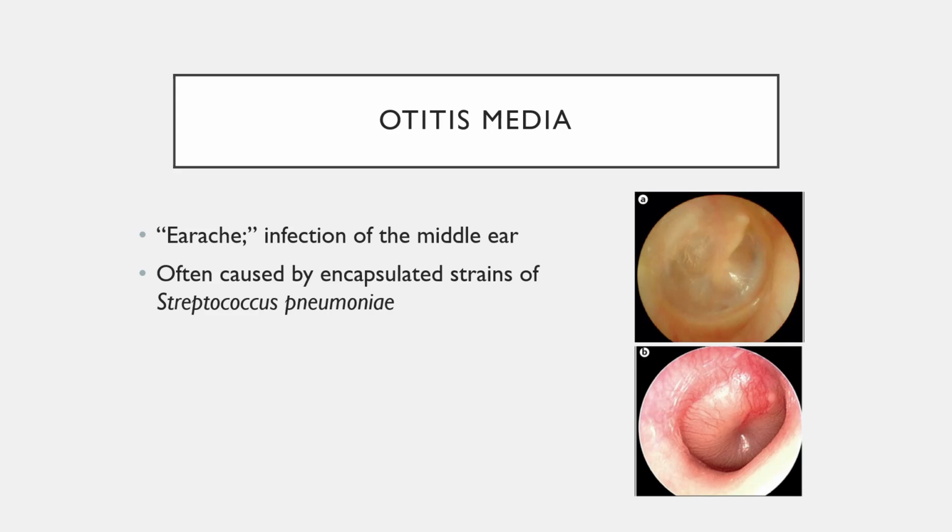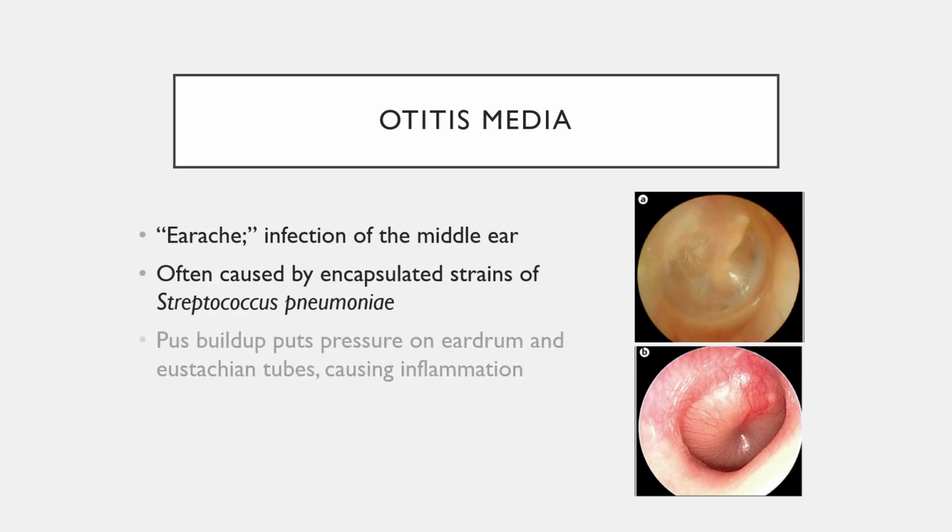The result of this infection is a pus buildup that puts pressure on the eardrum and the eustachian tube, which leads to inflammation, as you can see in this image of a normal eardrum on top versus one in an infected individual on the bottom. And the local infection can often lead to other systemic signs and symptoms like fever, vomiting, and intense pain in the ear, of course. And if you're a parent, you may know that these infections are much more common among children.